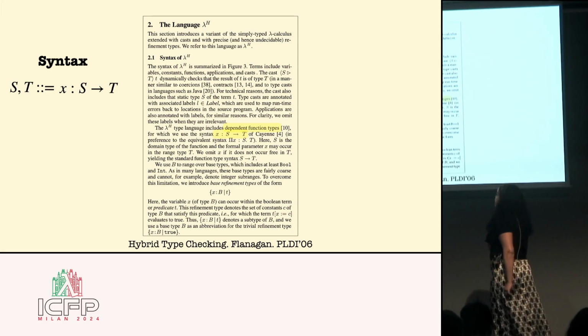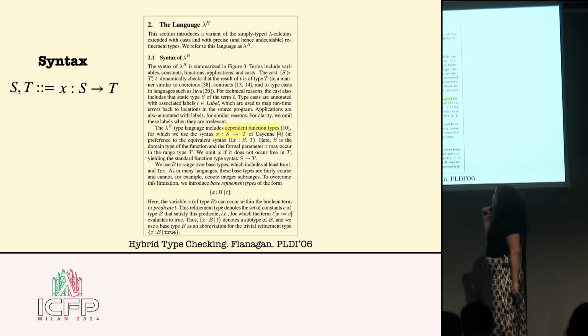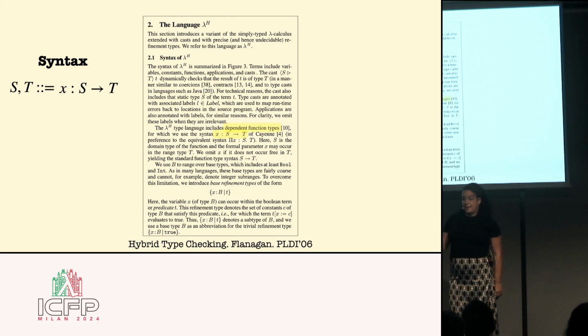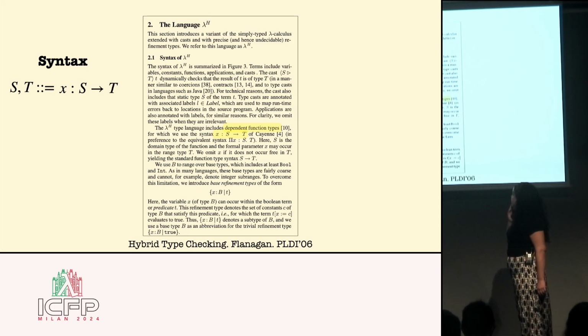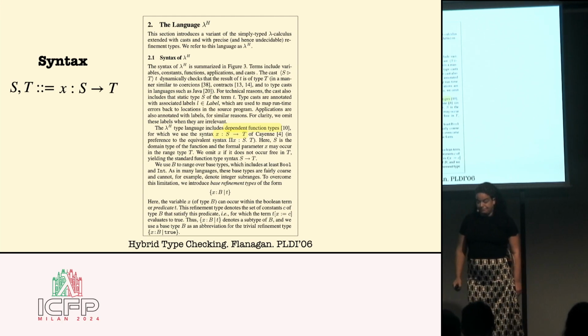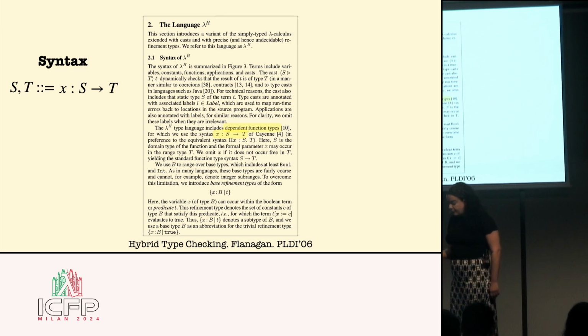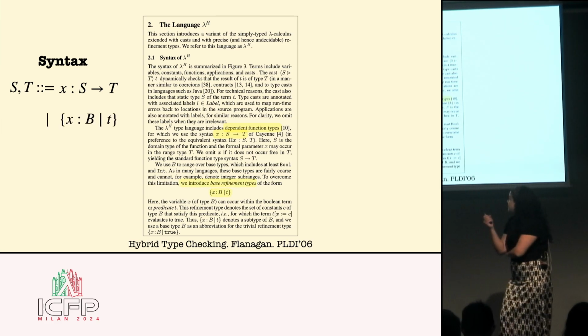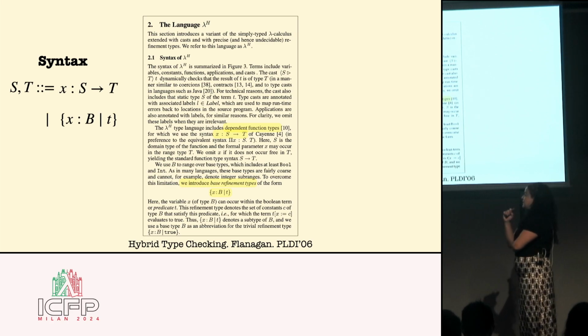And it says, syntax: you have functions, and these functions are dependent function types. You bind your argument with a binder x, and this x can appear in the result t. And like Flanagan says that he got this syntax from Cayenne, and this is equivalent to the Pi syntax of type theory. And then later it says we introduce base refinement types.